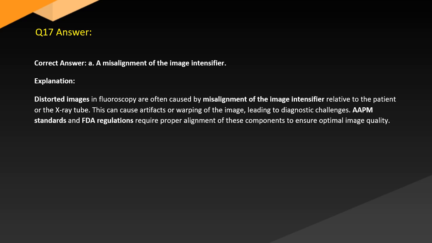Answer. Correct answer: A. A misalignment of the image intensifier. Explanation. Distorted images in fluoroscopy are often caused by misalignment of the image intensifier relative to the patient or the X-ray tube. This can cause artifacts or warping of the image, leading to diagnostic challenges. OPAM standards and FDA regulations require proper alignment of these components to ensure optimal image quality.